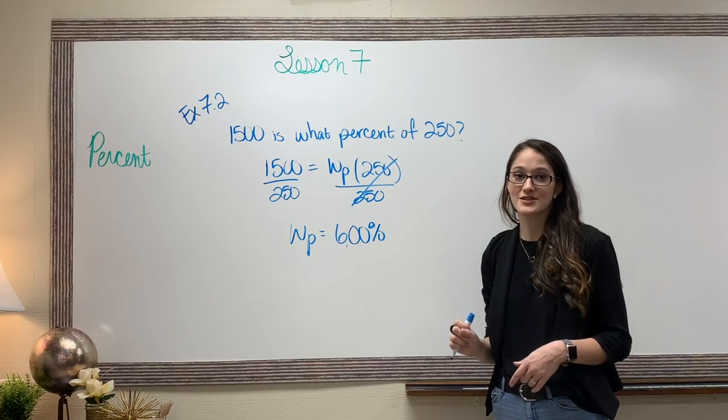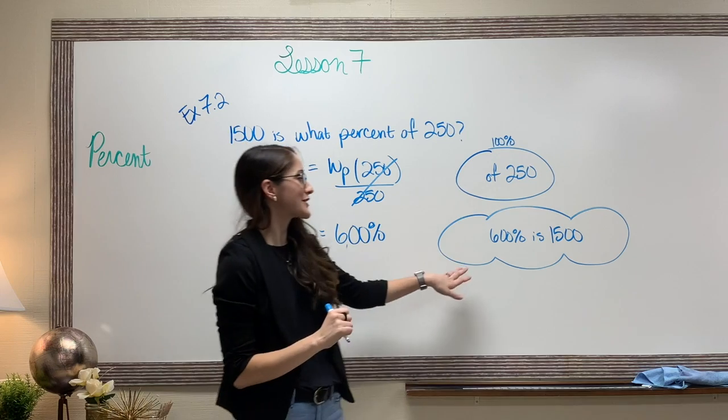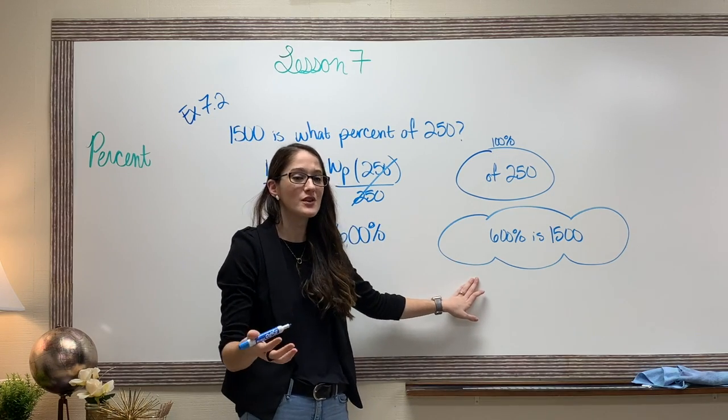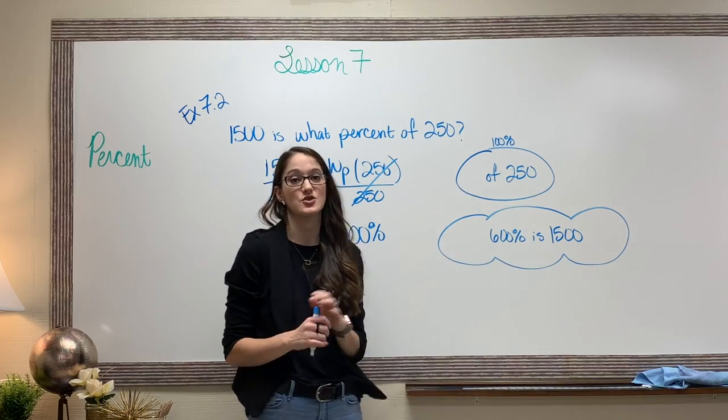So 600% is our answer. If we were to diagram, it would look something like this. As you can see, our lower one is going to be more like a cloud because it's more than just one circle. It's multiple circles because it's 600%.